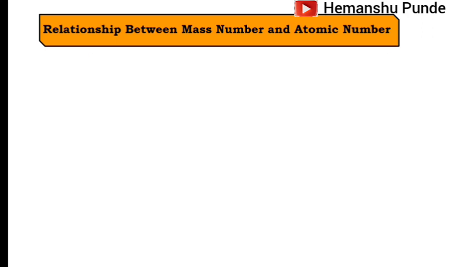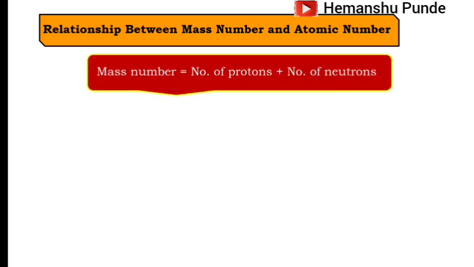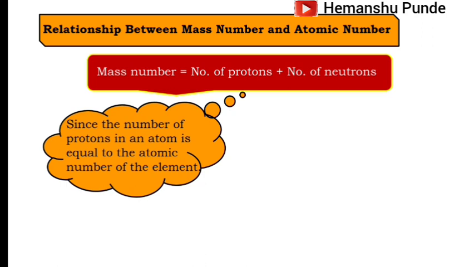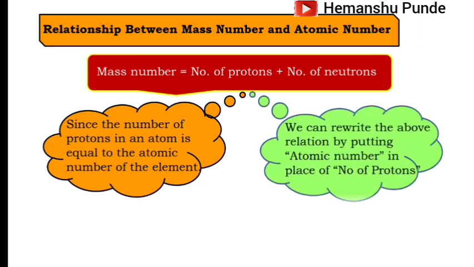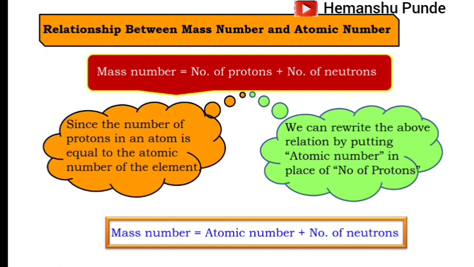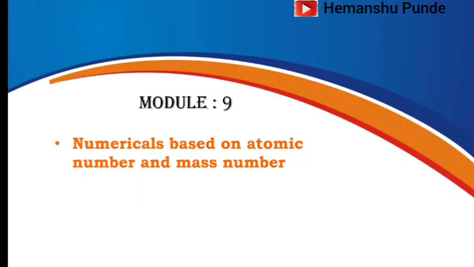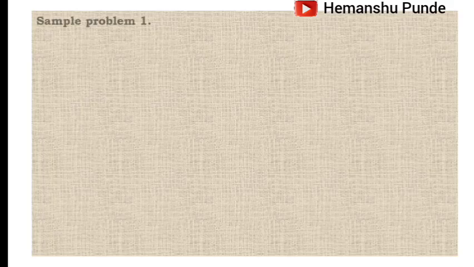Relationship between mass number and atomic number. Mass number is equal to number of protons plus number of neutrons. Since the number of protons in an atom is equal to atomic number of that element, we can rewrite the above relation by putting atomic number in place of number of protons. So mass number is equal to atomic number plus number of neutrons. Now let's solve a few numericals based on atomic number and mass number.